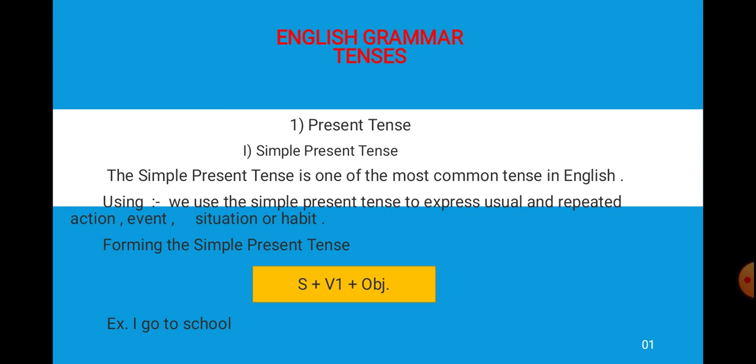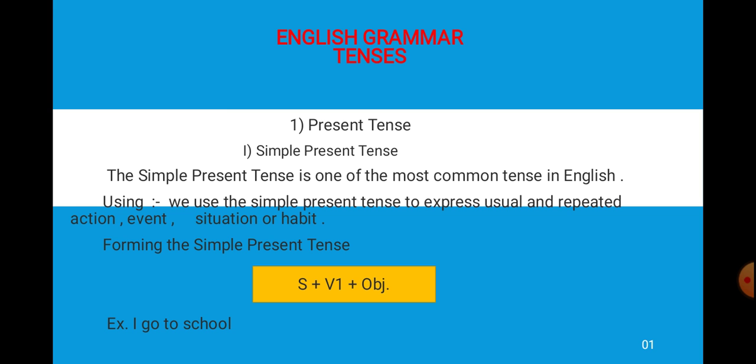Now we are talking about the present tense, past tense, and future tense. As usual, each tense has four subtenses. Now we are talking about present tense. In present tense, we have four subtenses. First one is simple present tense. The simple present tense is one of the most common tenses in English. We use simple present tense to express usual and repeated actions, events, situations, or habits.